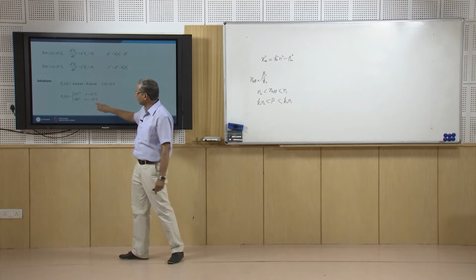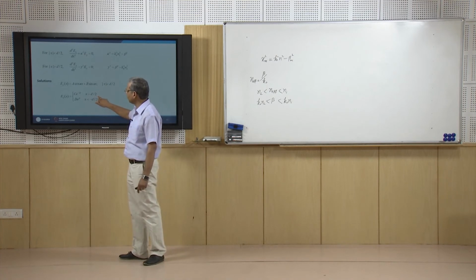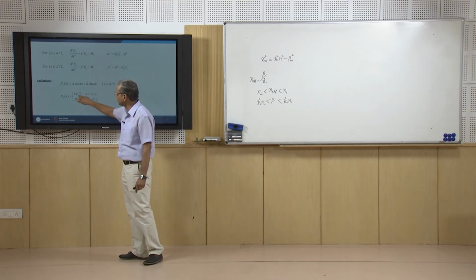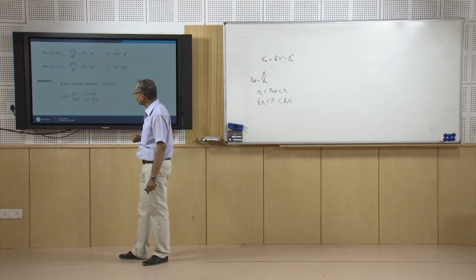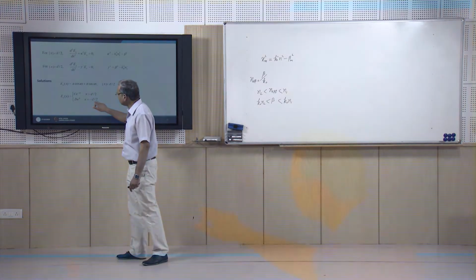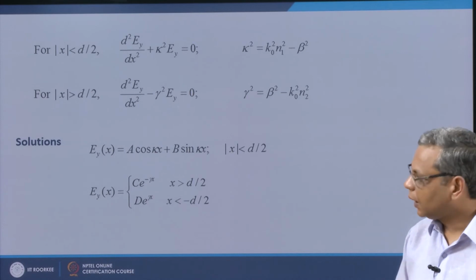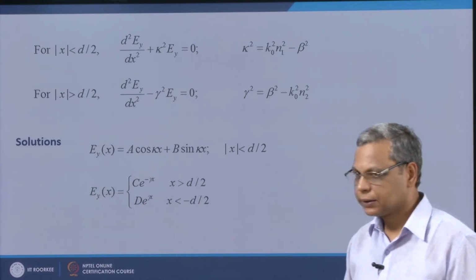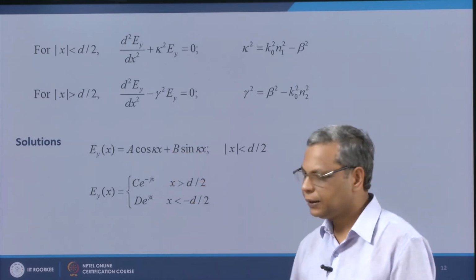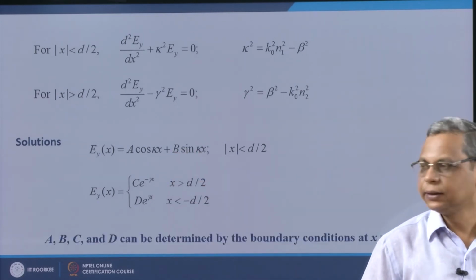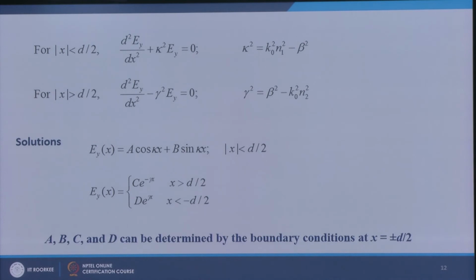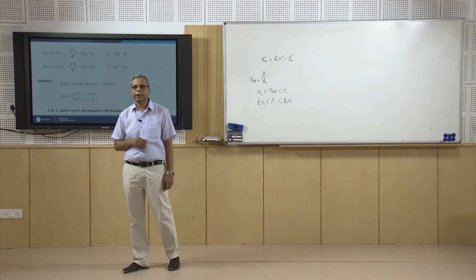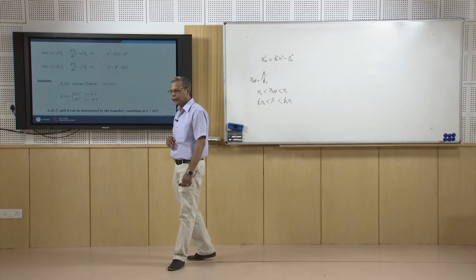That is why for x greater than d by 2 I have chosen the form of solution c e to the power minus gamma x, and for x less than minus d by 2 I have chosen the form d e to the power gamma x. These a, b, c, d are some constants which can be determined by the boundary conditions. What are the boundaries? Boundaries are x is equal to plus d by 2 and x is equal to minus d by 2.